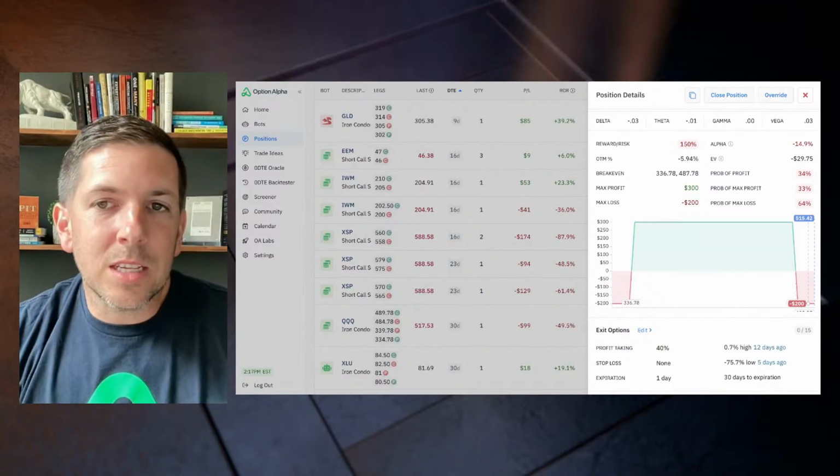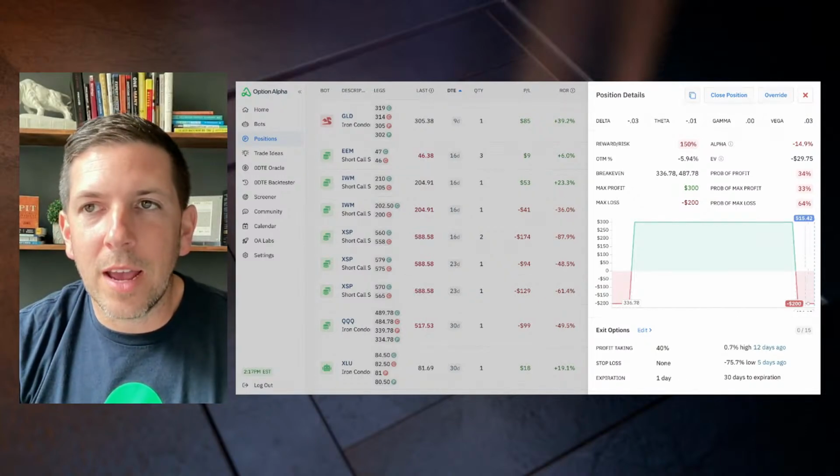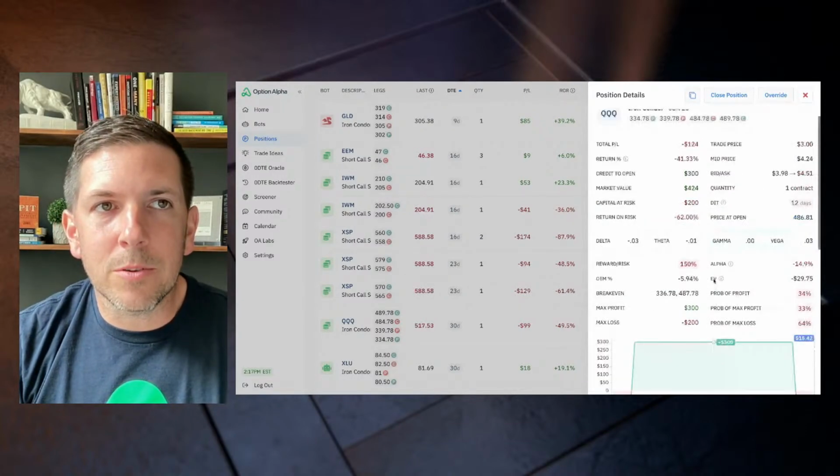So in this case, it's defined risk. I let the position go. It could swing back around the opposite direction. Okay. So just to kind of go through some examples.